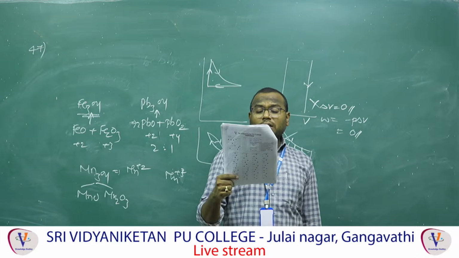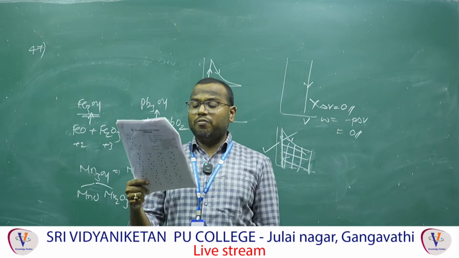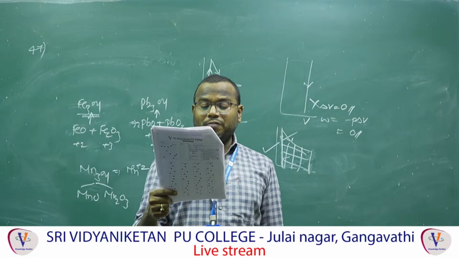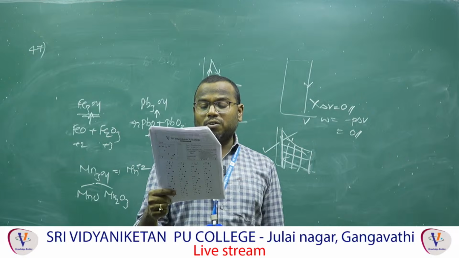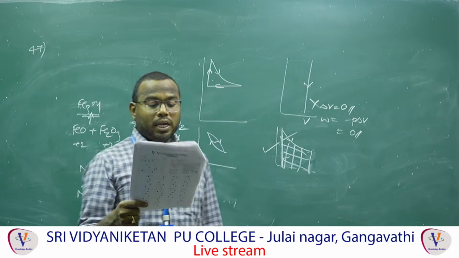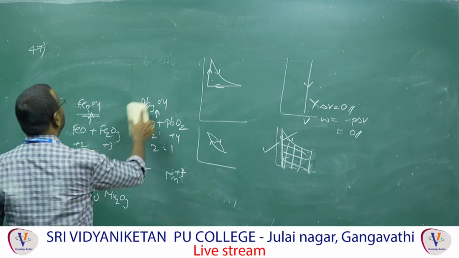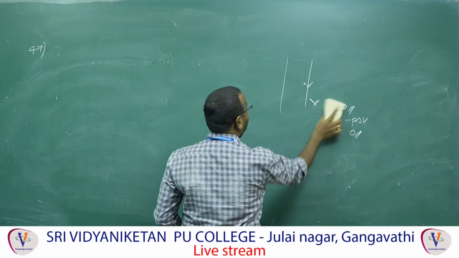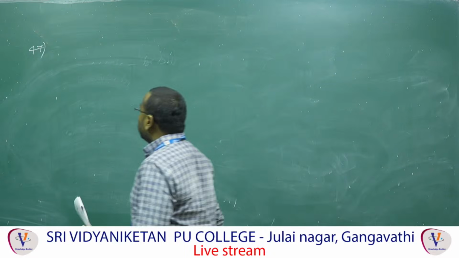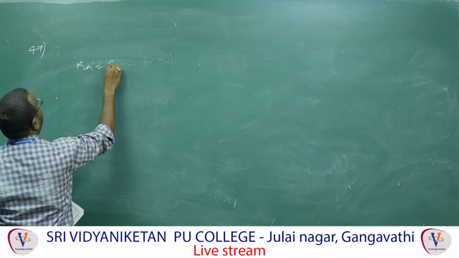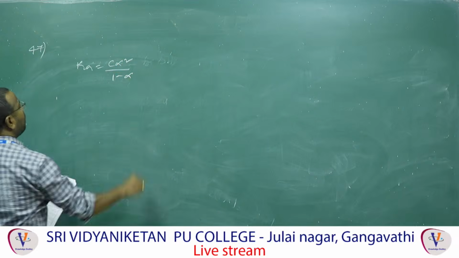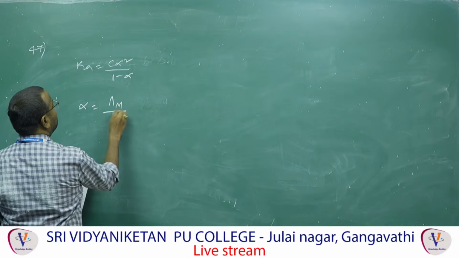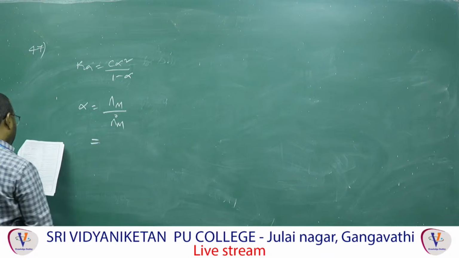If the molar conductance of M/20 solution of a weak monobasic acid is 25 and at infinite dilution is 250, then the dissociation constant of the acid is how much? To calculate the dissociation constant, what we have to understand here is Ka equals C alpha square by 1 minus alpha. Alpha equals lambda m by lambda naught m.